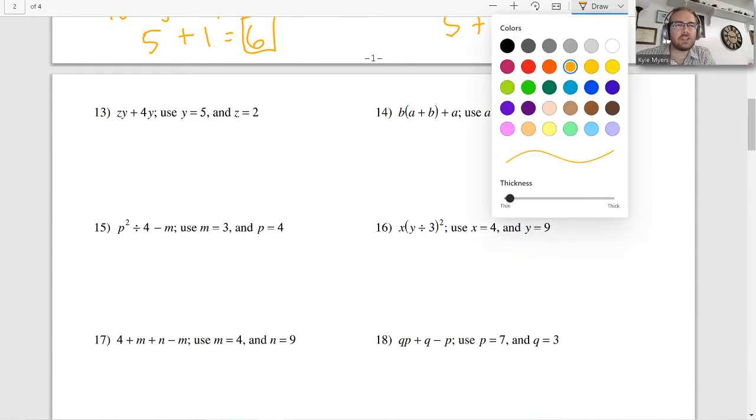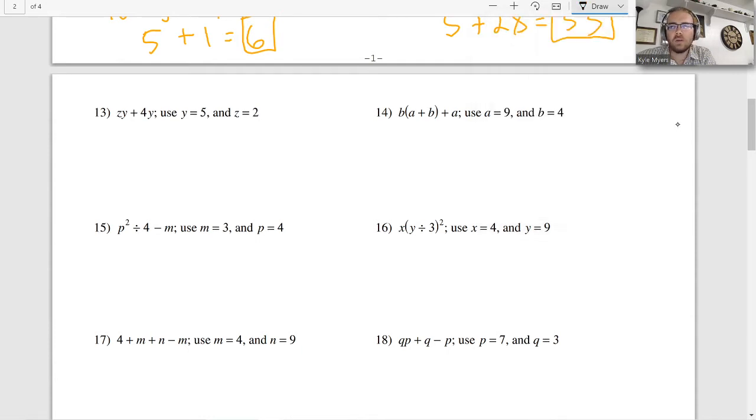So let's use some tertiary colors here. Why don't we do black? We'll just do black, and then we'll go like one shade of gray lighter each time until we get to a shade that's just too light to see. We'll just do that. So Z is 2 times Y is 5 plus 4 times Y.